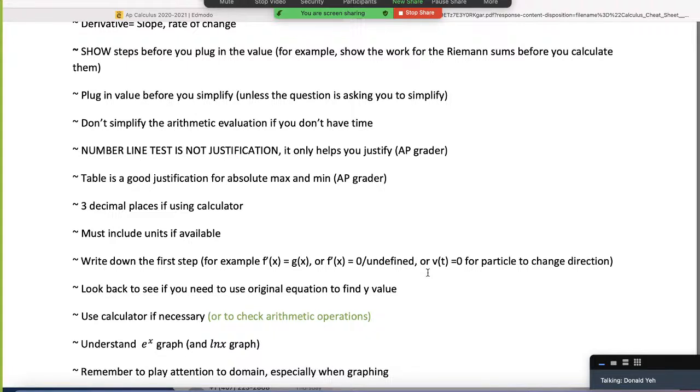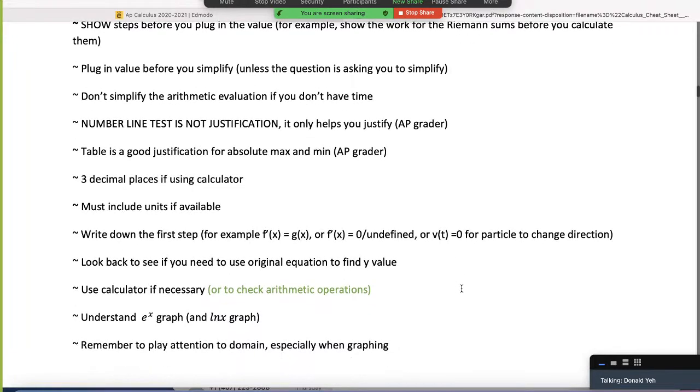When a particle is at rest, what does that mean? Particle at rest means what is equal to 0? Velocity is equal to 0, right? Speed, you can say, is the absolute value of v of t. Those are things you can think about, things that help you for everything.